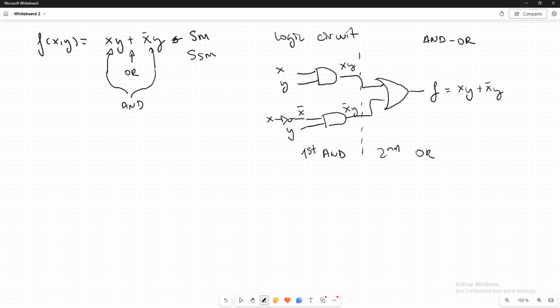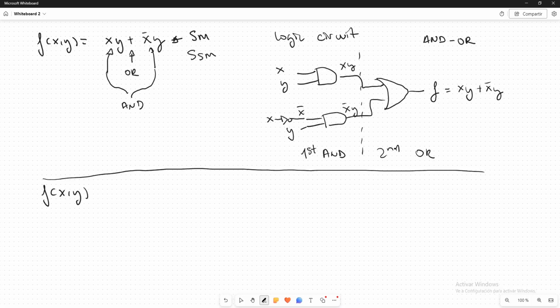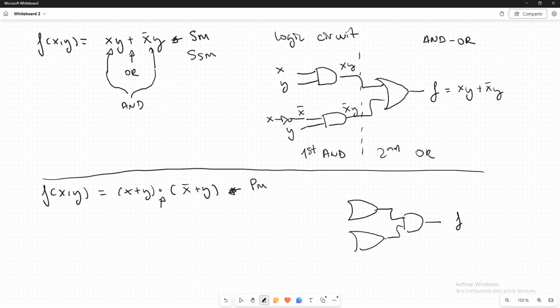We have the dual thing for the minimal product. Imagine that we have this, the minimal product. We have this example. It's a different function that is a product of some terms. In this case, the minimal product is like this. You can see that we are going to have at the second level an AND gate whose inputs are going to be the outputs of two OR gates.